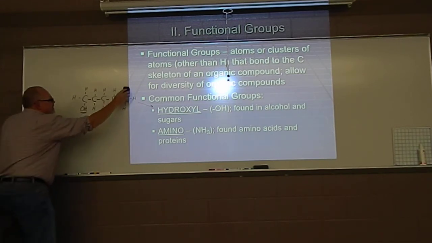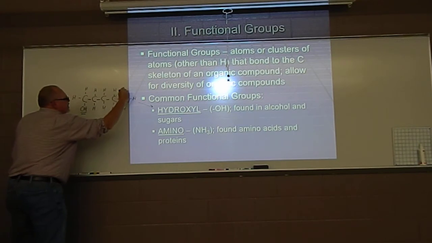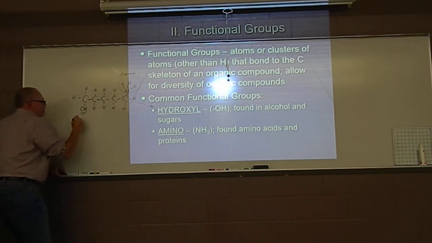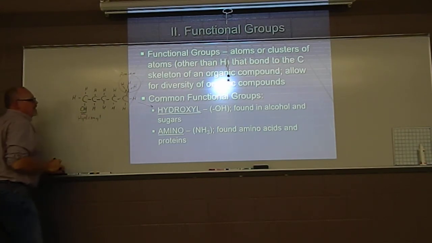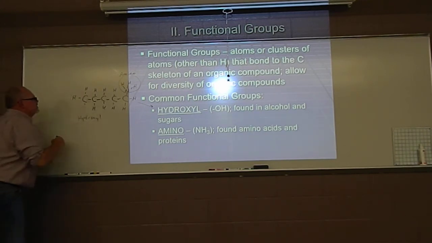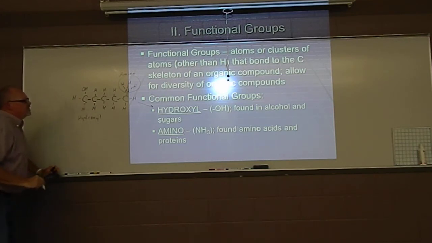If it has a nitrogen with hydrogens attached, then this group is called an amino group. And the amino group, when it's found on the carbon chain, indicates that it's probably part of an amino acid, and the amino acids are the building blocks for proteins. So if you change the location of a particular functional group, it changes the molecule. So that's how you get all this diversity in the molecules: these functional groups and where those functional groups are attached to the carbon chain.